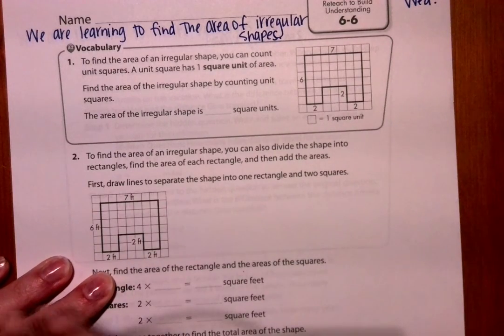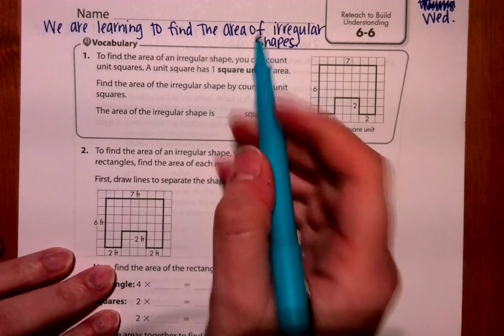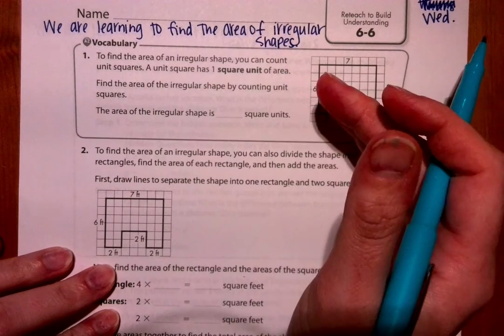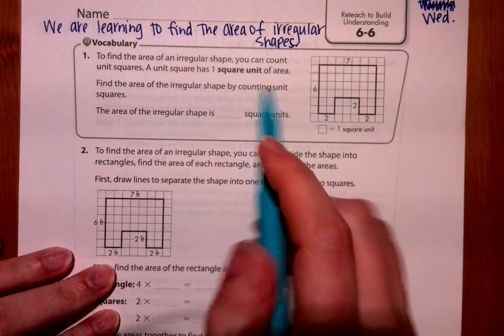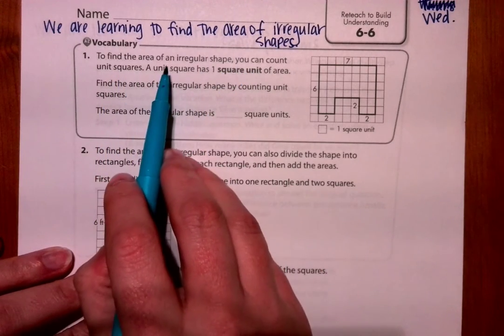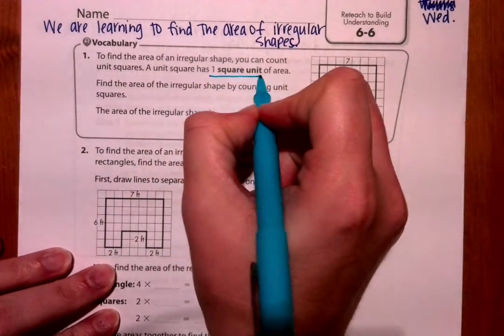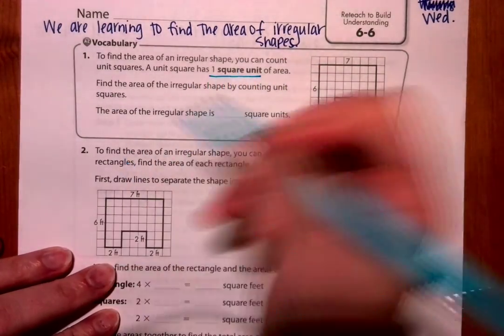Hey guys, we are learning to find the area of irregular shapes, and I know this is kind of a more difficult concept, so we just have to take our time and do our best. So to find the area of an irregular shape, we can count the unit squares. A unit square has one square unit. You guys have done this before when we were finding the area of regular shapes.